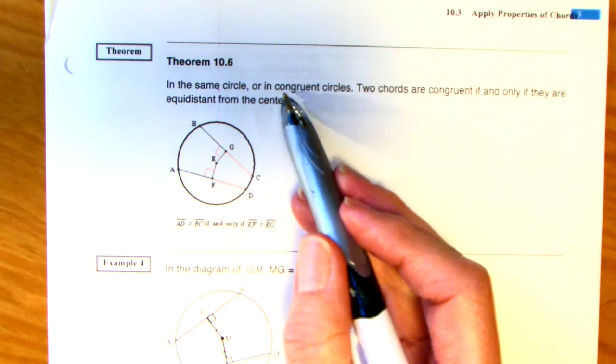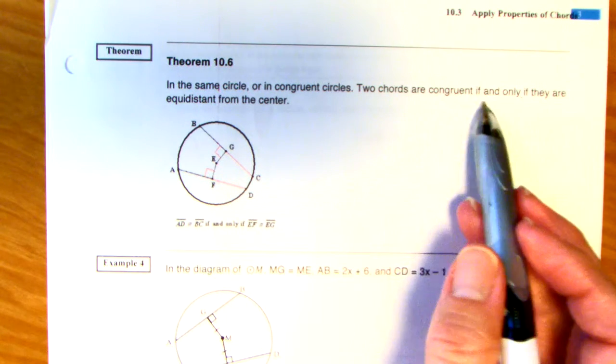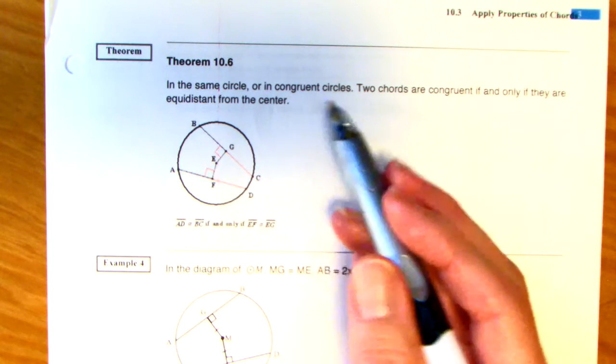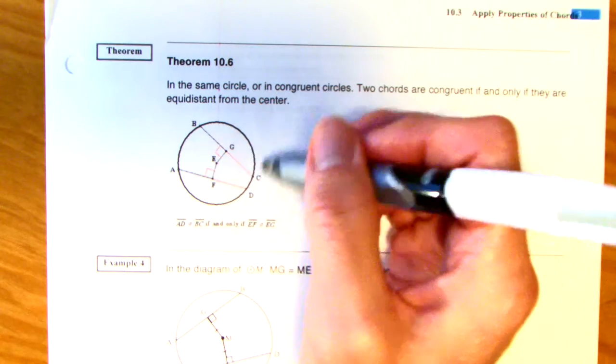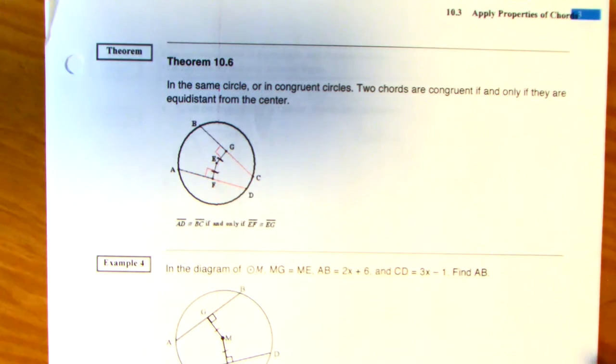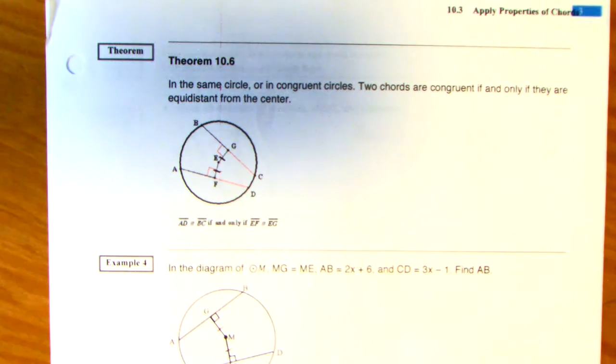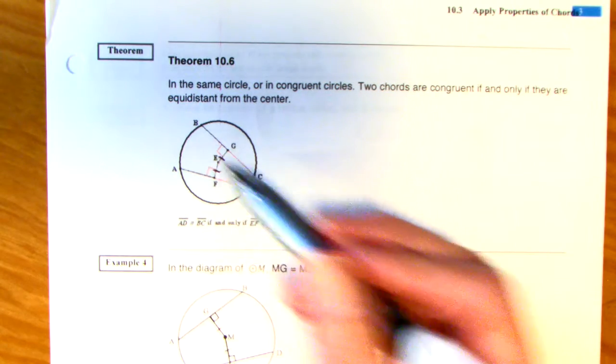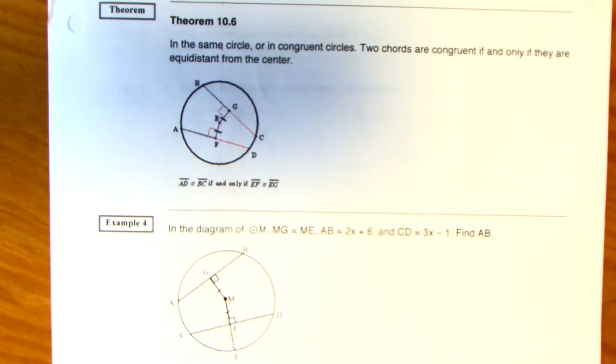10.6. In the same circle or congruent circles, two chords are congruent if and only if they are equidistant. So not only will the arcs be congruent, but also this distance is the same as this. So it's another if and only if, so you can also switch that around. If these are equidistant, then you know the chords are congruent.